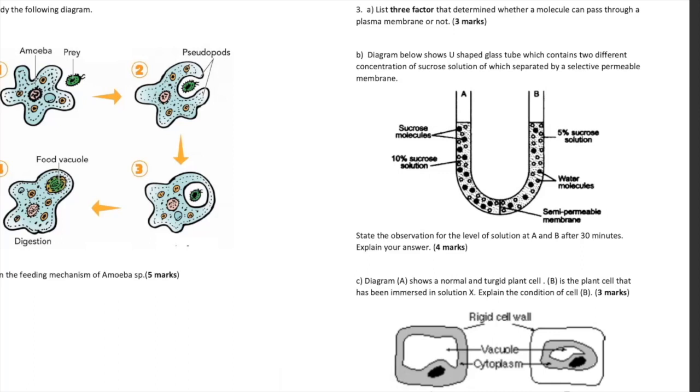Markah kedua awak cakap more water diffuse from B to A through semi-permeable membrane. Seterusnya awak cakap, B is more hypotonic than A. Ataupun awak boleh cakap A is hypertonic compared to B.